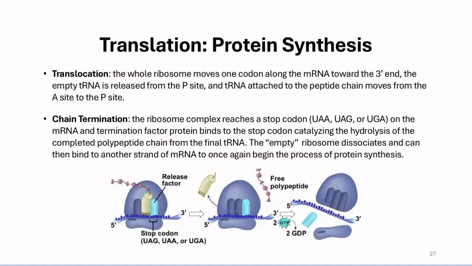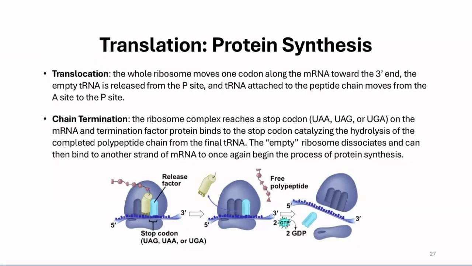Now, in order for this process to stop, we need a chain termination. Chain termination basically establishes that once the ribosome continues reading and encounters a stop codon, the stop codon is going to message for bringing into the system what is called the release factor. Understand that the release factor does not encode for an amino acid. In essence, it's going to catalyze the hydrolysis of the completed polypeptide chain from the final tRNA.